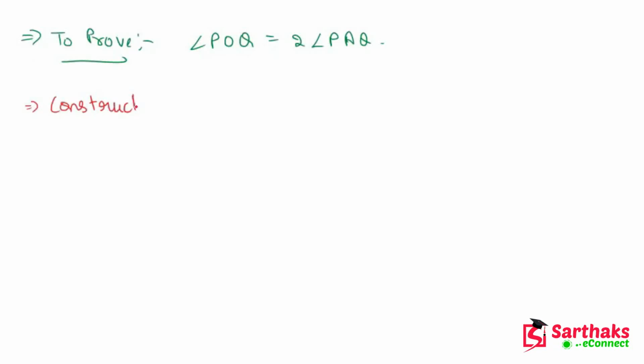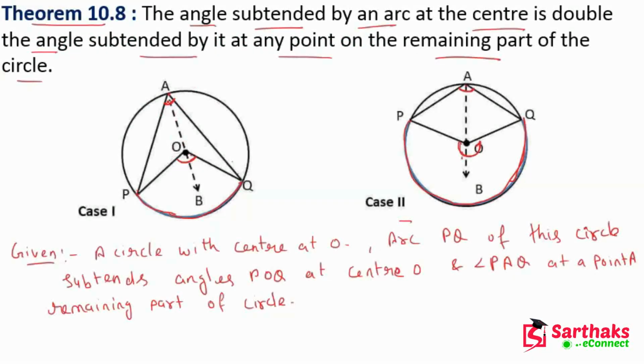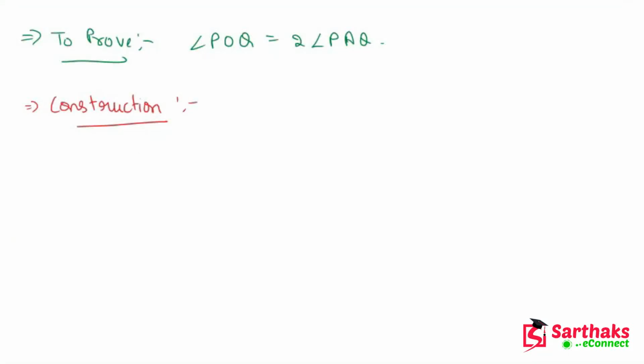So what is the construction? Here you can see, we have to join OA, meaning this line, and extend it to B. Similarly, in this figure also we have to join AO and extend it to B. I hope you understand these things. So join AO and extend it to point B.